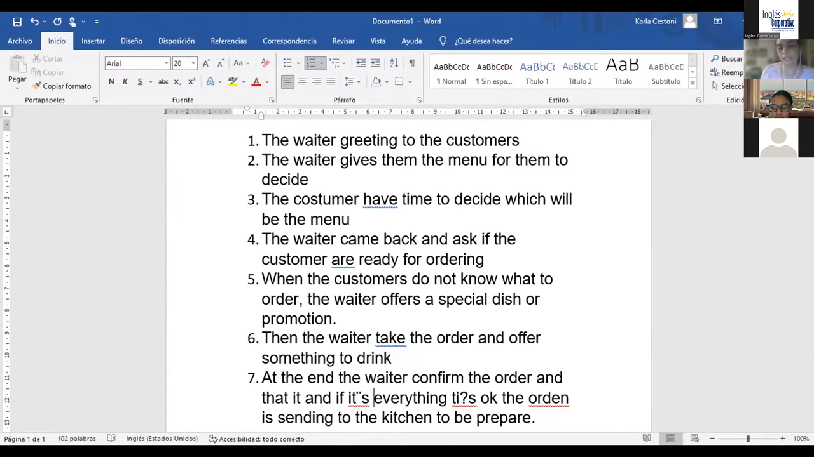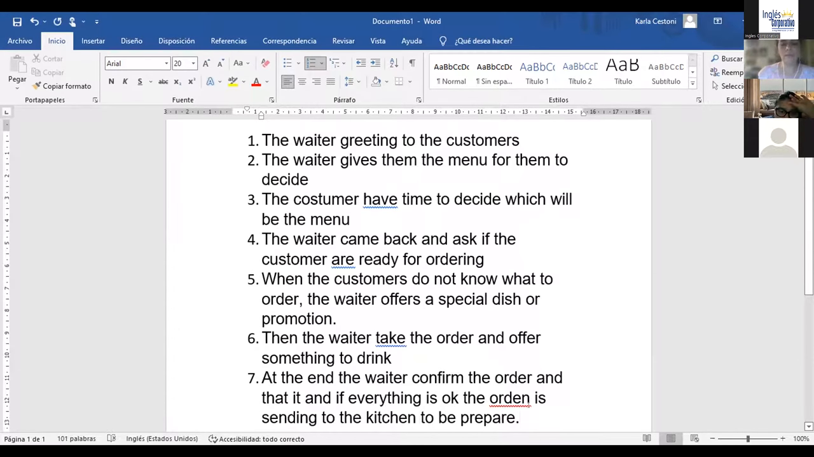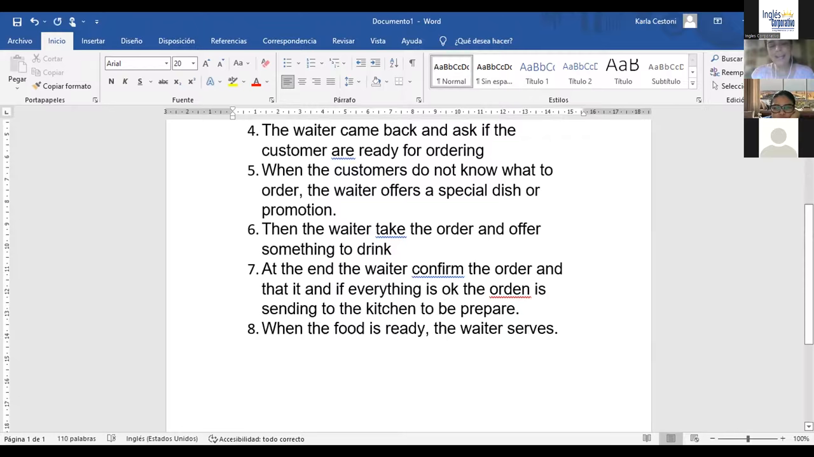Everything okay, all right. Ah, no, así estaba bien. And if everything is right, or okay, the order is sending to the kitchen. Y después servir. Ah, okay. When the food is ready, the waiter serves it. Serve. And at the end.